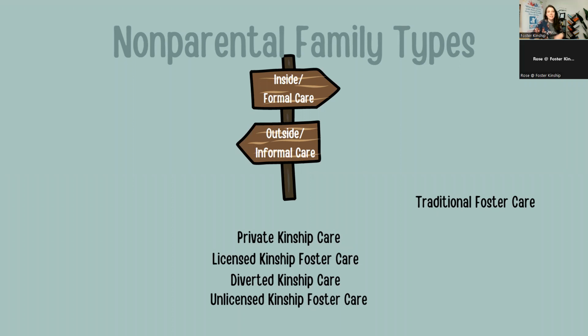Private kinship care is like the direct opposite of traditional foster care. Private kinship care happens when a kinship family steps up and there is zero child welfare involvement, no call in the middle of the night from a child welfare agency. The caregiver decided, and it may be with or without the support of the parents, that the child should be living with them. And the child welfare system is out of it. So think of it as a no-government-involvement arrangement.